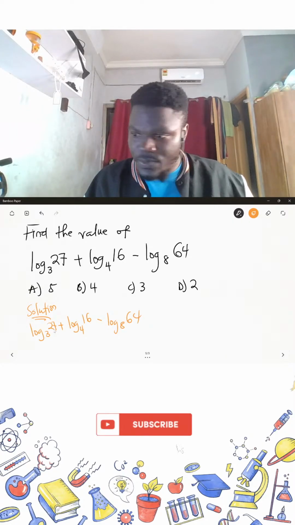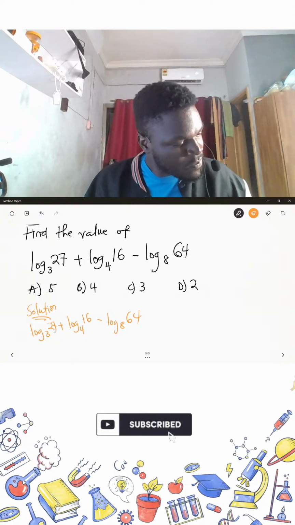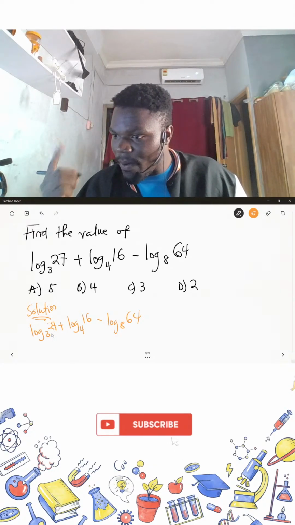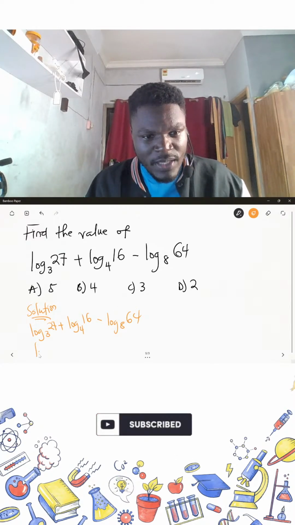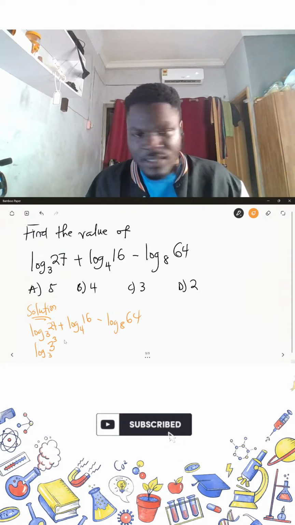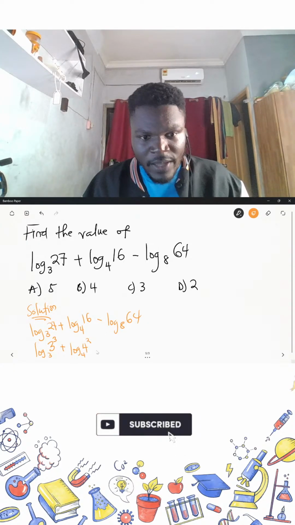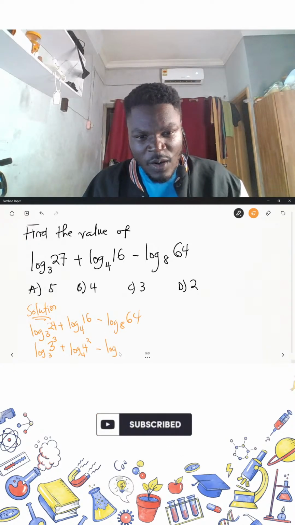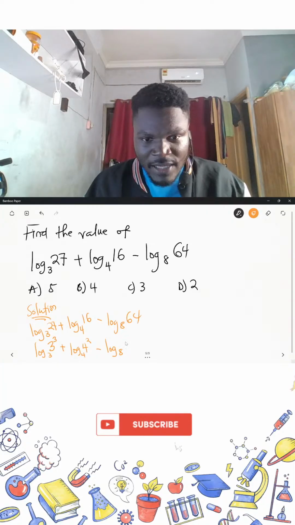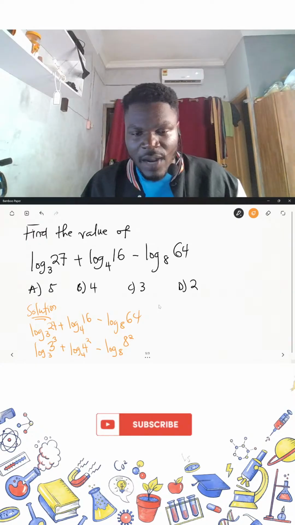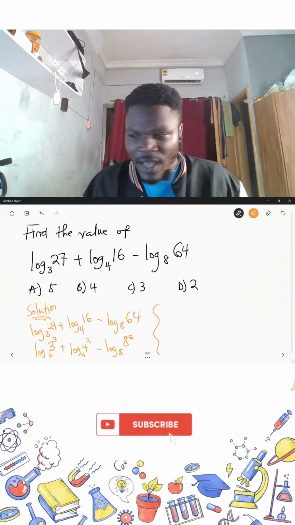So let's continue. From here, I have here 27 is 3 raised to the power 3. So this will be log base 3 of 3 raised to the power 3. That's for the 27. Plus, this will be log base 4 of 4 squared. Then this will be minus log base 8. Here, because it is 64, we'll have 8 squared over here. Are we okay?